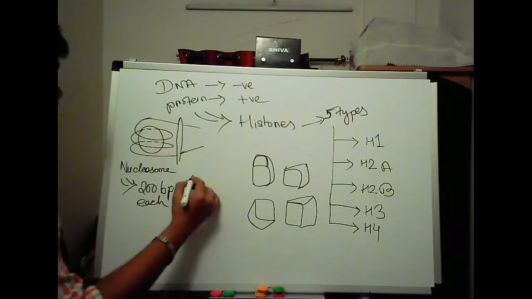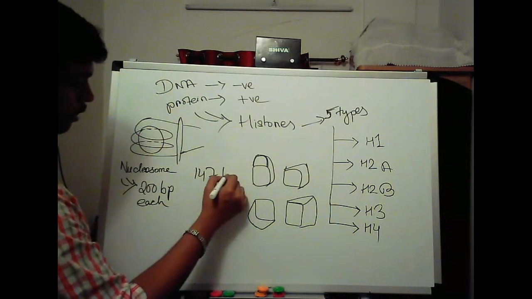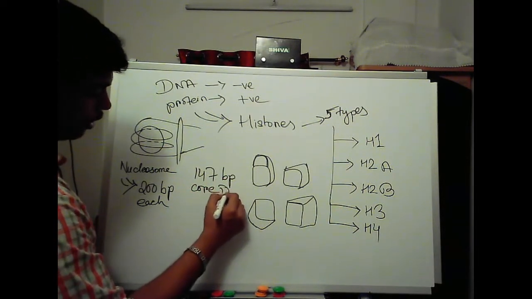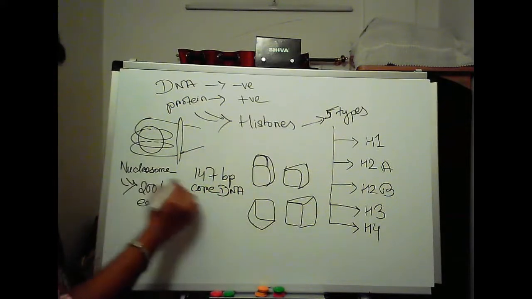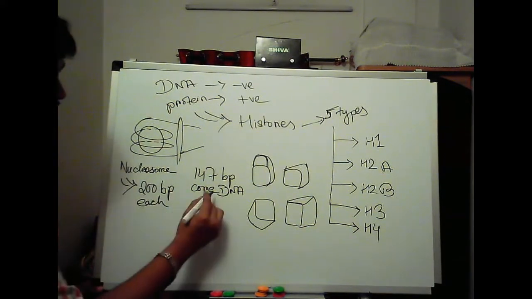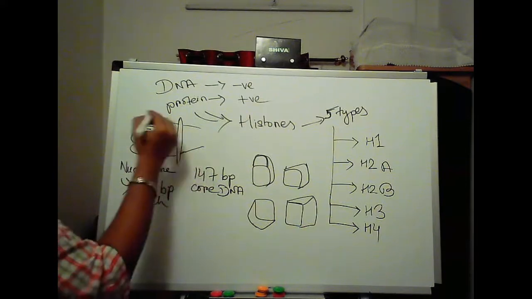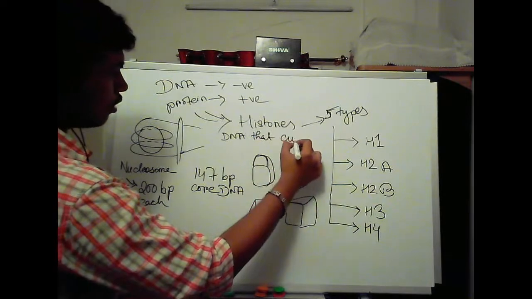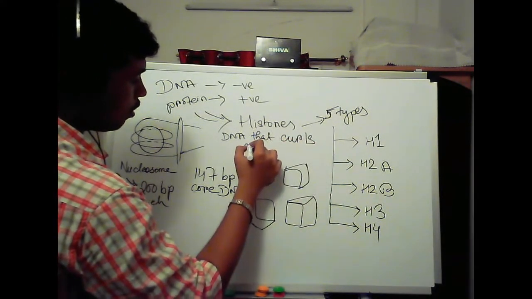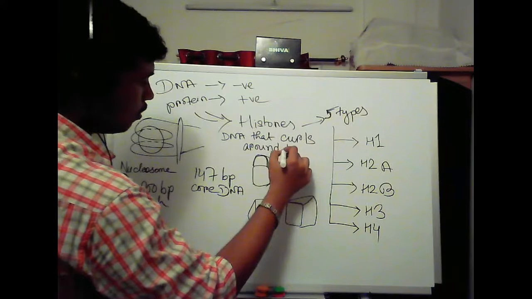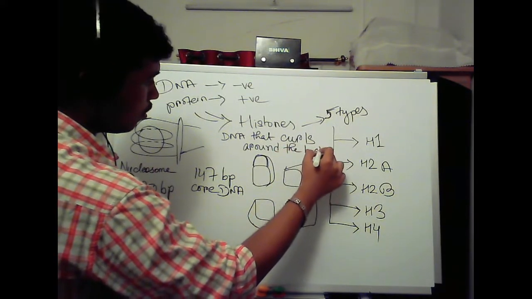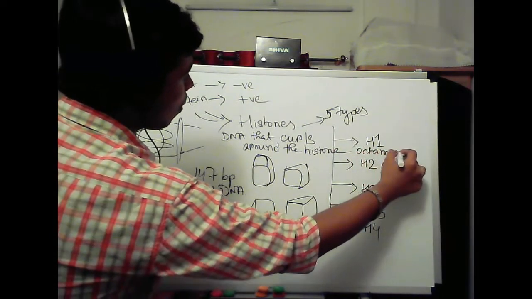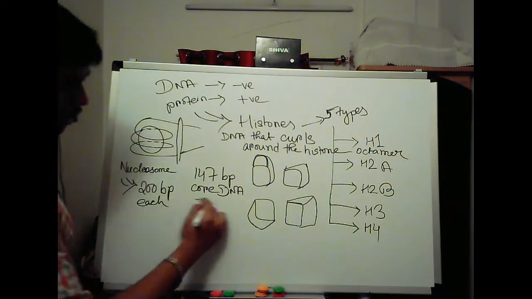Around the protein, you will find 147 base pairs of the core DNA. The DNA that curls around the nucleosome is known as the core DNA. DNA that curls around the histone octamer is known as the core DNA.